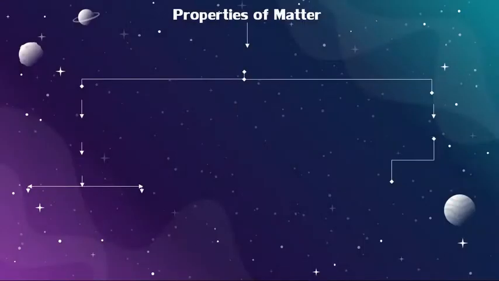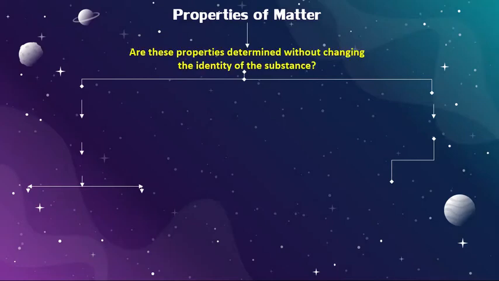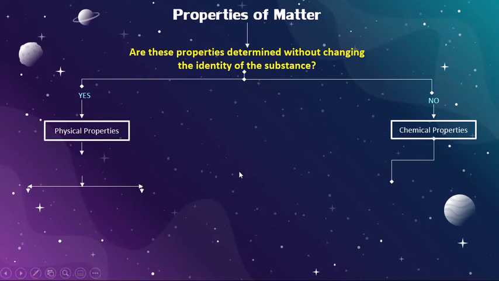Now let's review some chemical and physical properties by examining this flow chart. To understand whether you have a chemical property or physical property, you want to ask yourself this question: are these properties determined without changing the identity of the substance? If the answer to that question is yes, then we have a physical property. If the answer is no, then we have a chemical property.